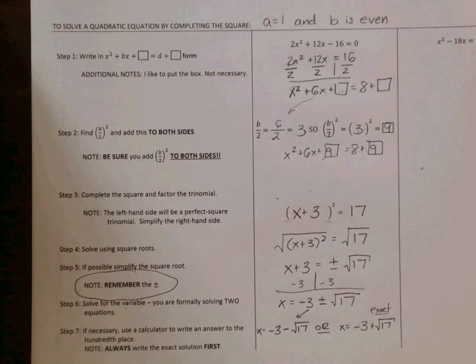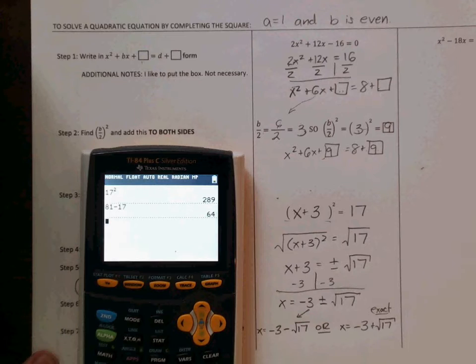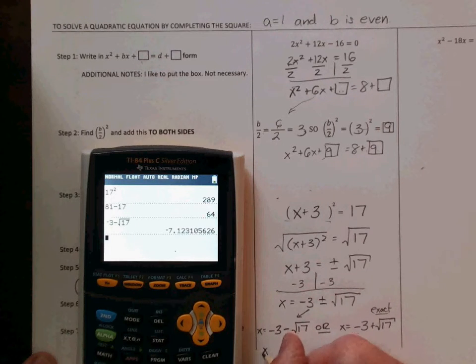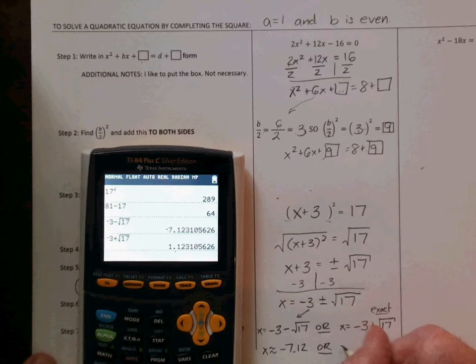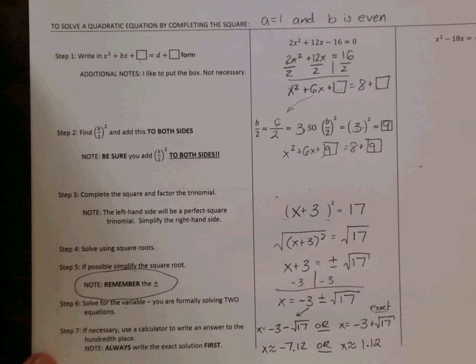And now I'm going to use a calculator to find the approximate solution. So I'm going to do negative 3 minus the square root of 17 and get x is approximately negative 7.12, or I'm going to do negative 3 plus the square root of 17. X is approximately 1.12. Notice it is not just a plus or minus here because there's more involved. So this is that problem solved by completing the square.